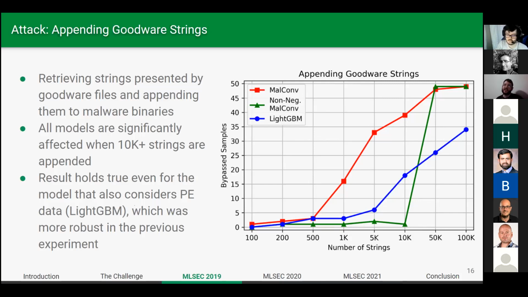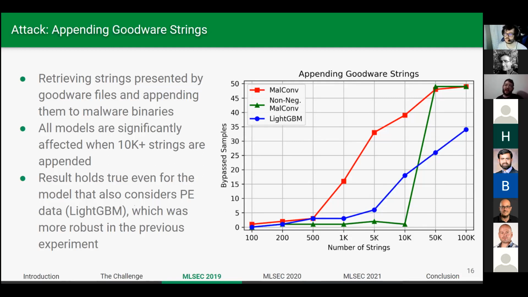We collected strings from goodware files and appended them to the malware files to see what happens. As expected, the malconf model was very affected by these strings, since it relies purely on bytes, whatever the bytes are. But in this case, other models were also affected. For instance, the LightDBM model was also affected because although it doesn't rely on pure bytes, it checks for strings. So after a given number of strings were added to the file, it starts to classify samples as goodware.